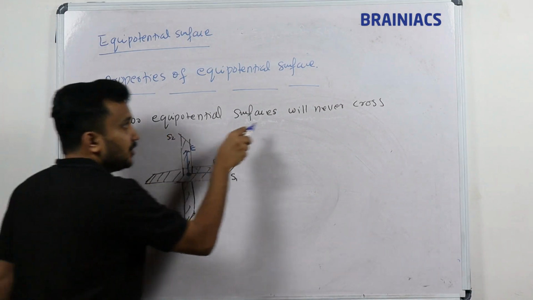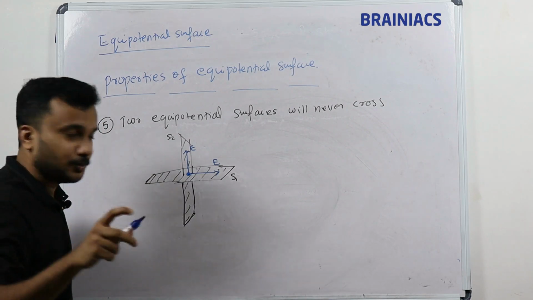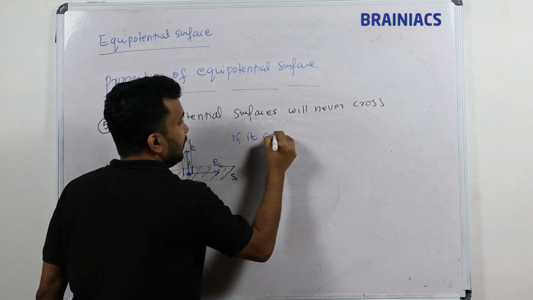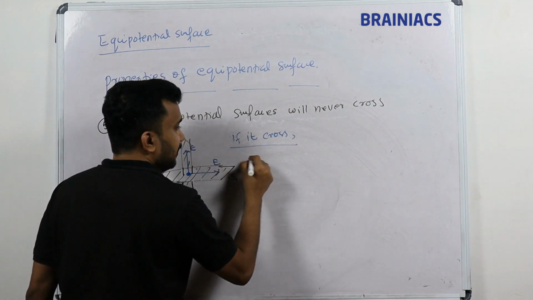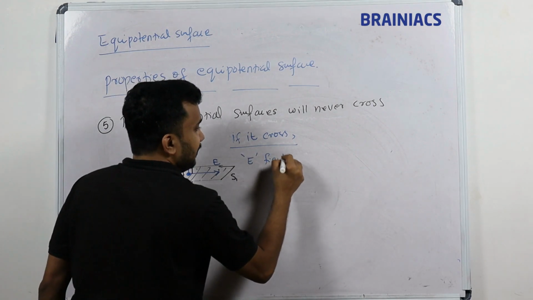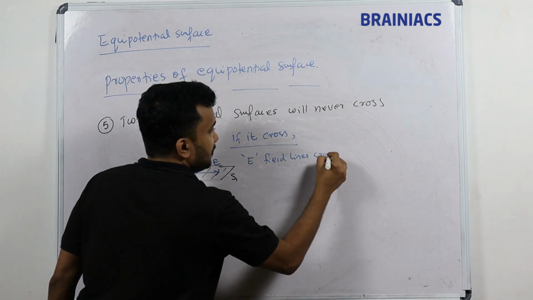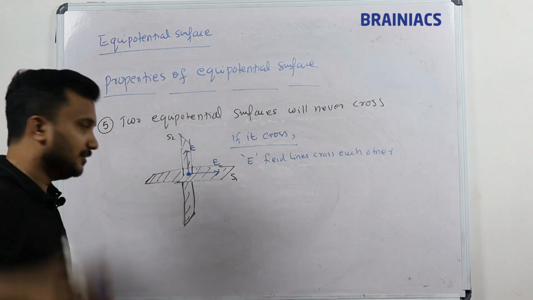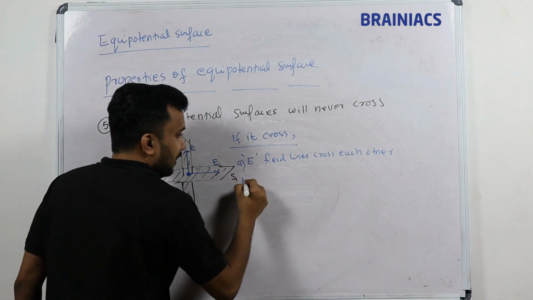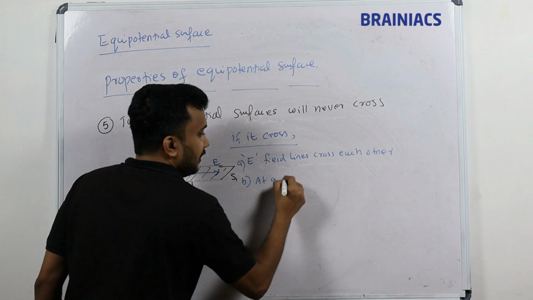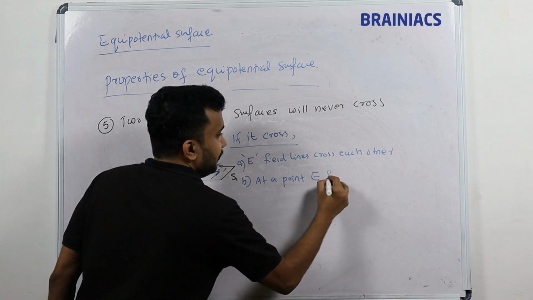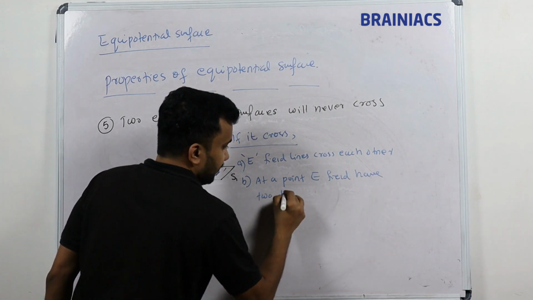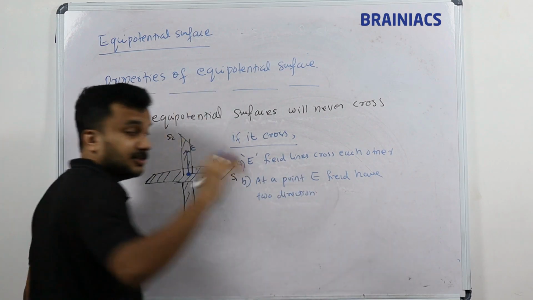So why will two equipotential surfaces never cross each other? Two reasons. If they cross, there are two constraints. First, electric field lines would cross each other. That is not possible. Another reason, at a point the electric field would have two directions. That is also not possible.